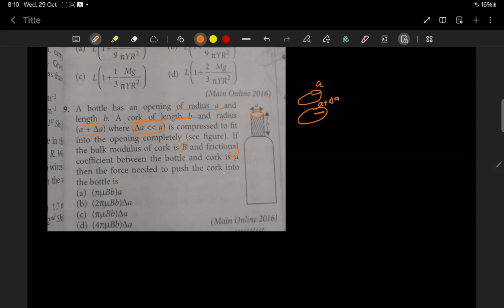What is the friction needed to push it down? That is what they are asking. So if you push the cork down, your friction force will act in the upward direction. So if I want to find the friction force, it is mu into N. Mu is given in the question itself. But the normal force we do not know.